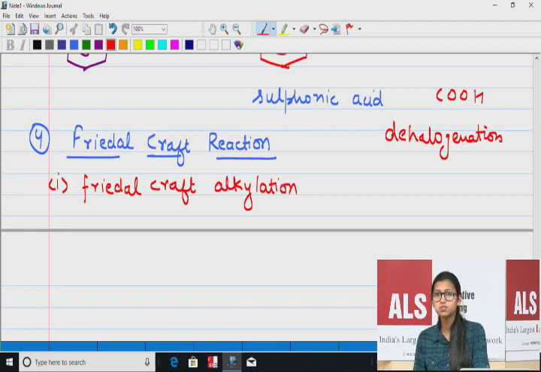And what if I am saying dehydration? If I am saying dehydration, see, because these days it's very hot in Delhi.